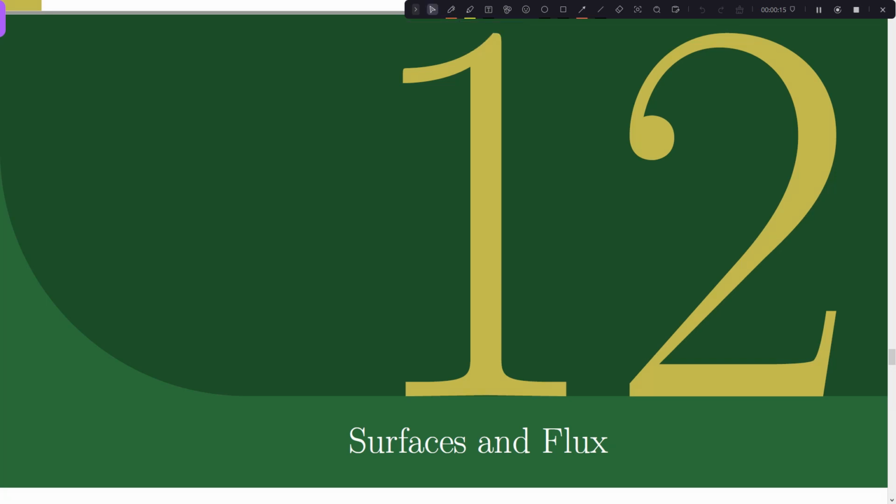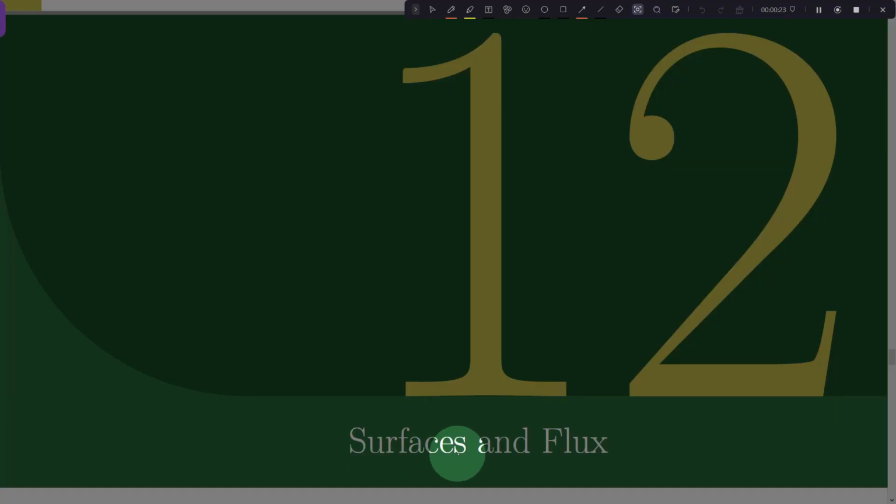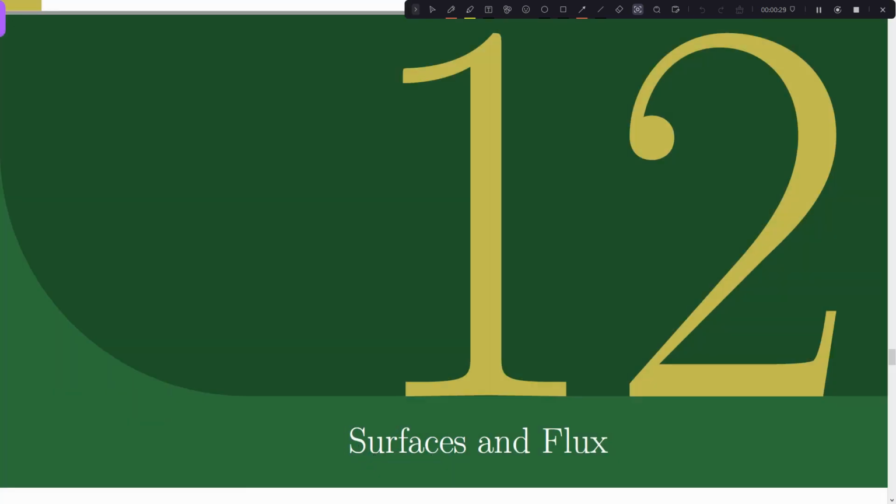Okay, welcome back everybody. We're moving on to chapter 12 here. This is called Surfaces in Flux. In particular, for today, we're going to be focusing pretty strongly on this idea of surfaces. So surfaces primarily we can think about as the two-dimensional subsets of our three-dimensional space.